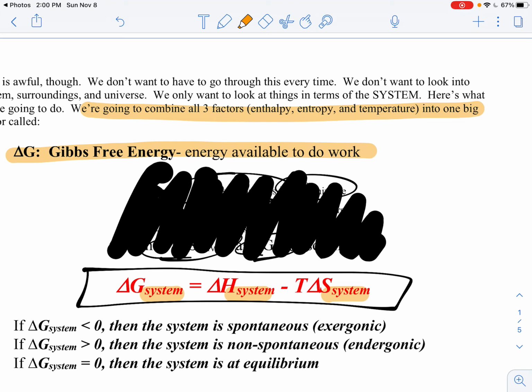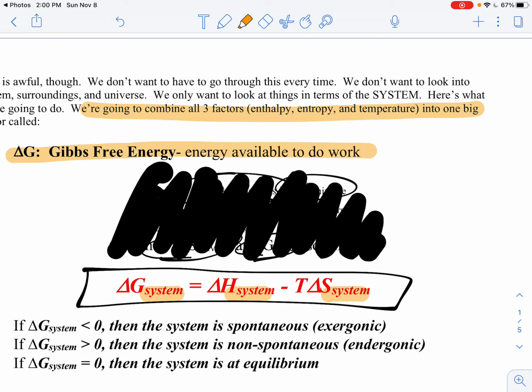So this is the equation that you need to know: the delta G of the system is equal to delta H minus T delta S. And what that means then is the following. If the delta G is less than 0, negative, then the system is considered to be spontaneous, or it's exergonic. Like exothermic, it's exergonic. If the system delta G is greater than 0, then it is going to be non-spontaneous, or it is endergonic, like an endothermic reaction, and it is going to be non-spontaneous. If the system is at 0, then it's at equilibrium. That is a discussion for another time.